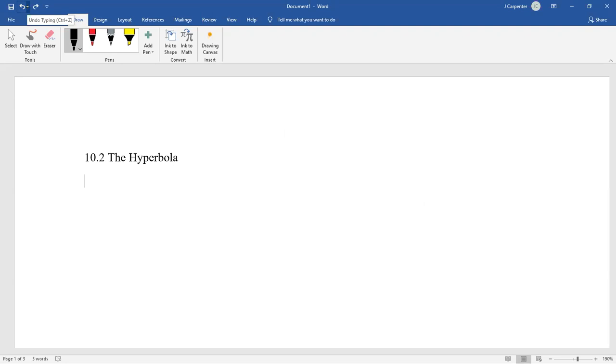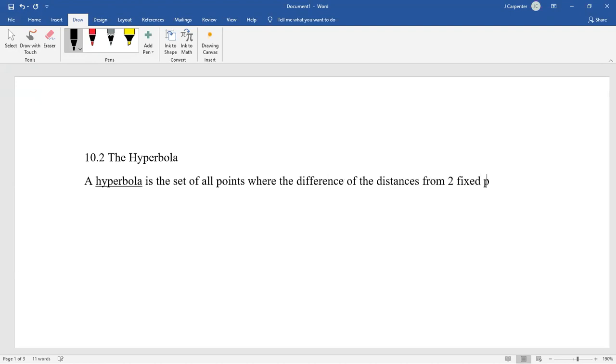So the hyperbola, what is it? Why should we care about it? How do we deal with it? Well, a hyperbola, as opposed to hyperbole, which is to exaggerate greatly, like your math teacher does sometimes, is the set of all points where the difference of the distances from two fixed points, your foci, same type of thing as before, is constant.